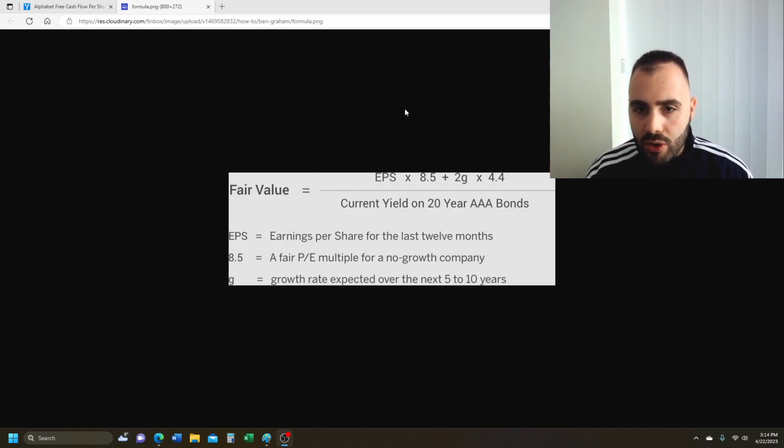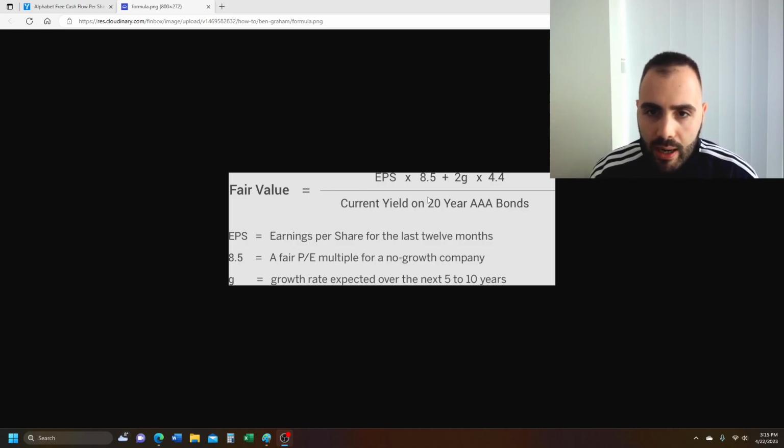So the fair value formula is the earnings per share times 8.5 plus 2 times the growth rate times 4.4 divided by the current yield on 20-year AAA bonds. Okay, you can use pretty much a 10-year AAA bond. It doesn't really matter, okay? Honestly, it's kind of strange because this should be in brackets here. I just got this off the internet, but I realized that this should actually be in brackets. So just pretend that there are brackets here, okay? This is 4.4 divided by the yield, and then this multiplies to that. But anyways, this is what I found. I didn't even really look at what I found online, but this should be in brackets, okay?